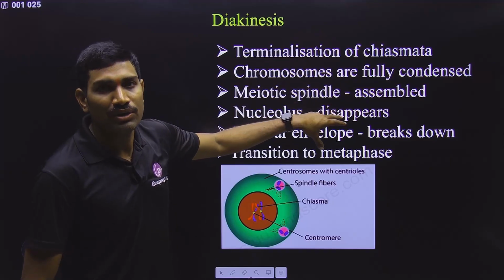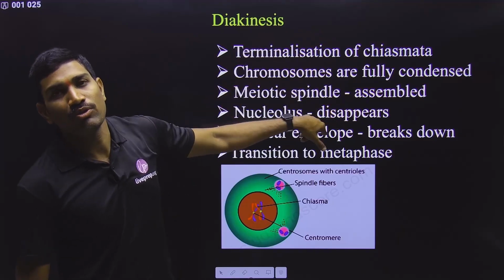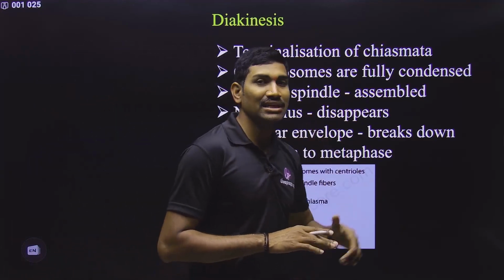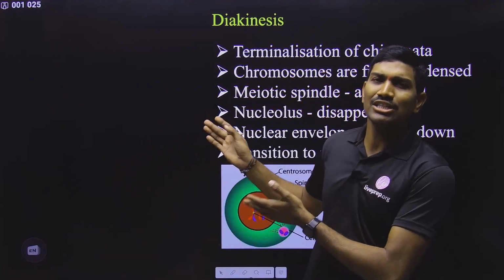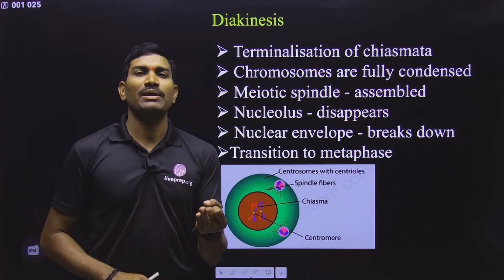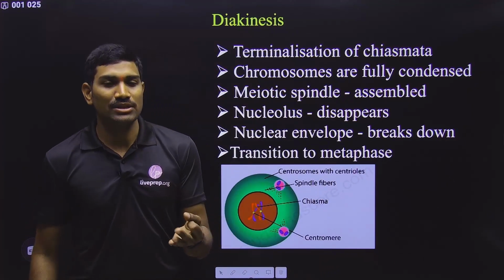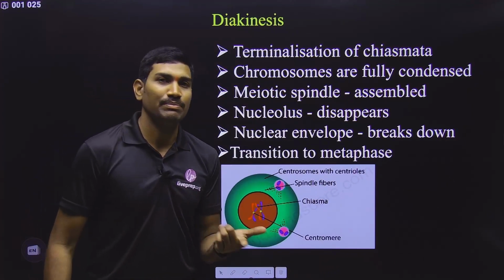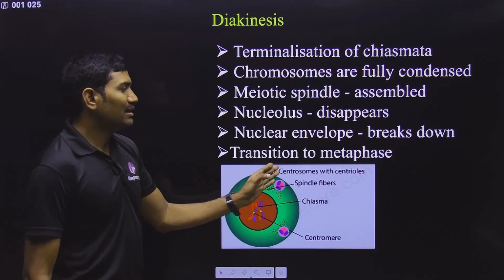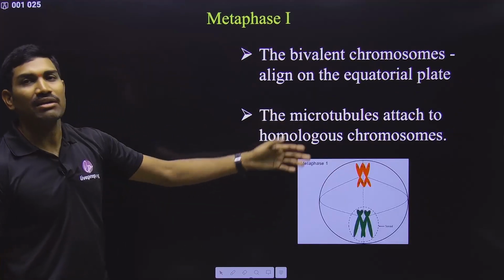And the most important point is fully condensed chromosomes are seen in the diakinesis. Fully condensed chromosomes, direct NCERT sentence. And since it is the last part of prophase 1, nuclear membrane breaks down, endoplasmic reticulum breaks down, Golgi complex breaks down, and the nucleolus disappears. That's it. These are some important points you need to remember. And this is like a transition to the next one, metaphase 1.